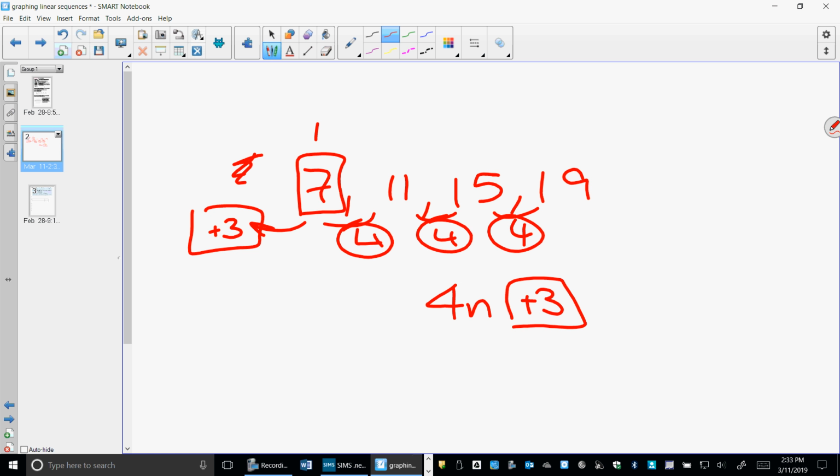Is it all familiar? So we look for the difference. The difference goes in front of the n.